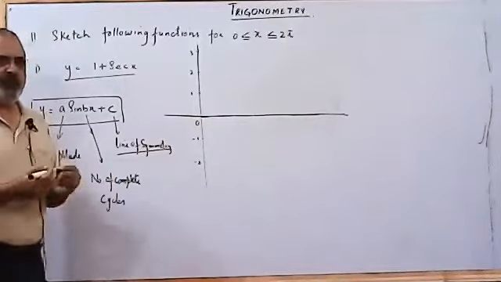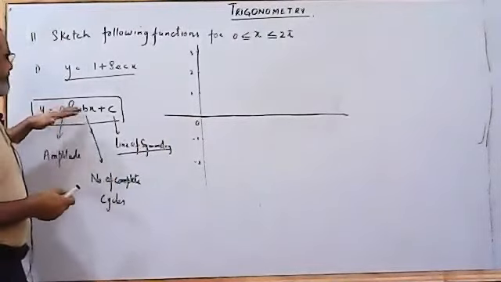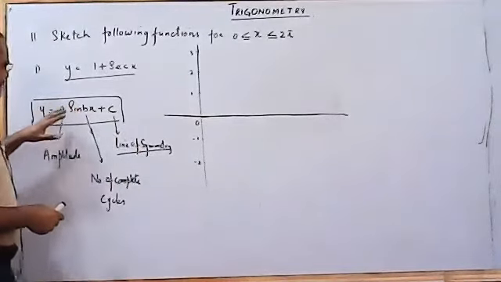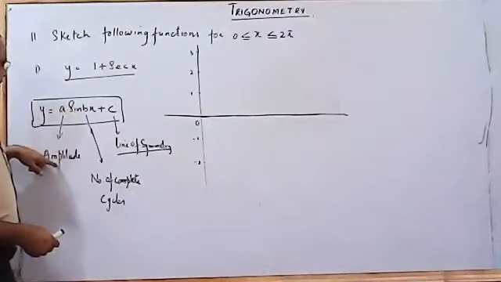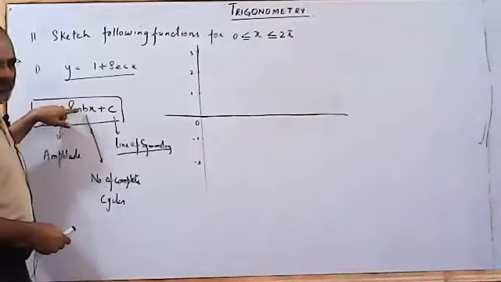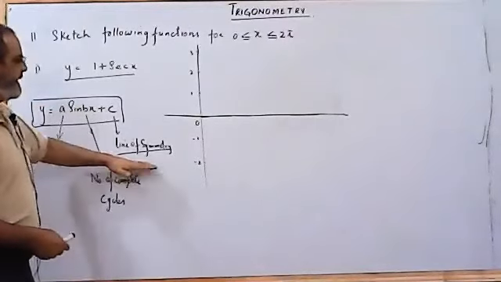It's not necessary just for the sine function. For any function, we have to follow the same procedure. If it is sine or cos, for all, A is for amplitude, B means the coefficient of x is the number of complete cycles, and C is the line of symmetry.